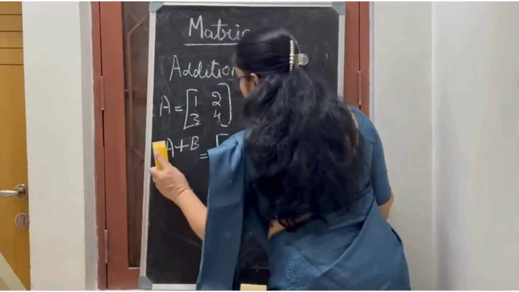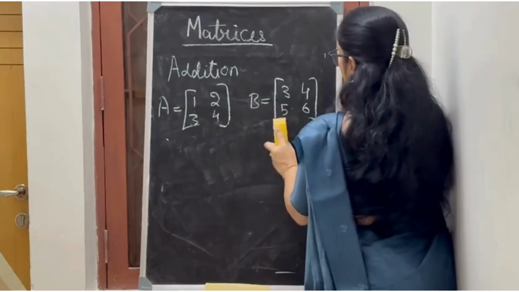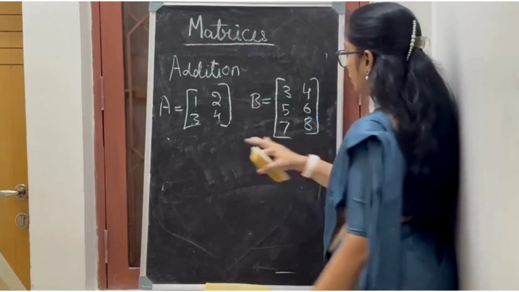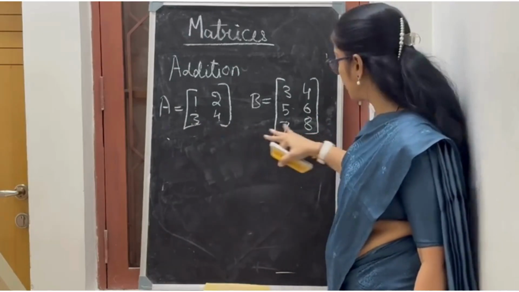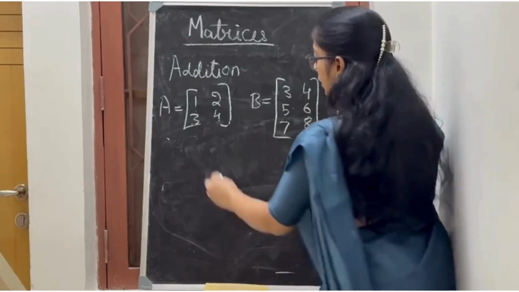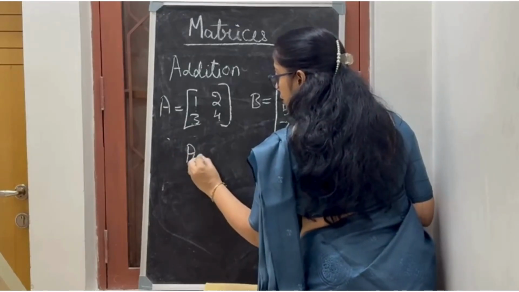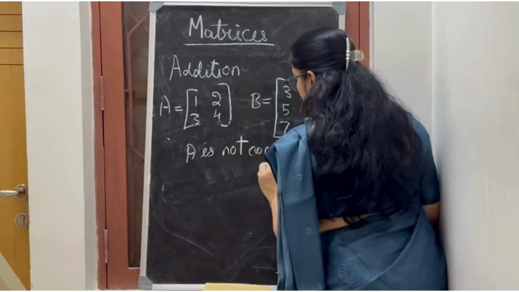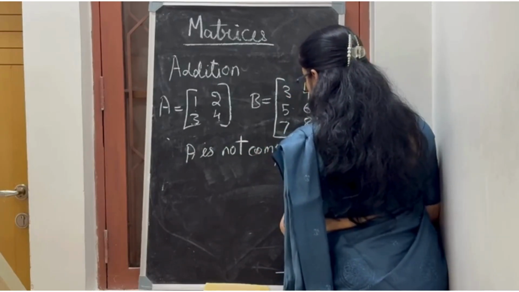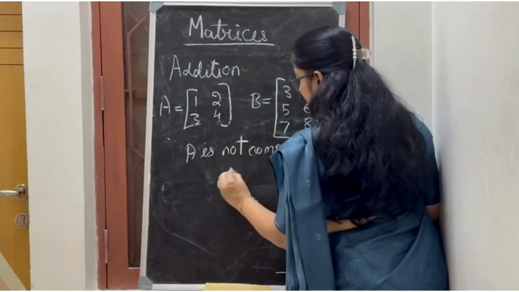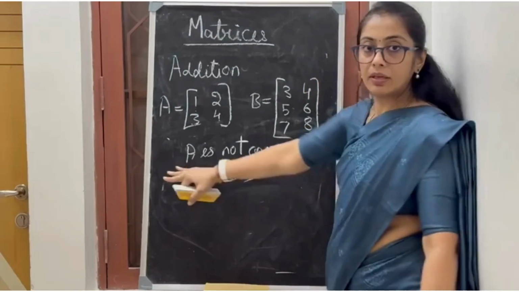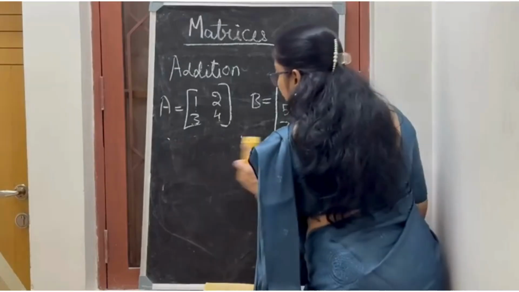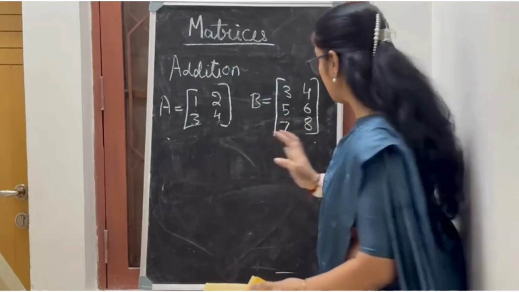One more thing. If they are not of the same order, for example, this has 2 rows, 2 columns, but this has 3 rows, 2 columns, then you say matrix A is not compatible with matrix B. Please do not add them, just say matrix A is not compatible with matrix B. Only if they are of the same order you have to add them, otherwise no.